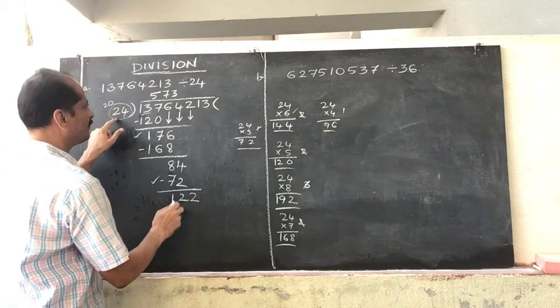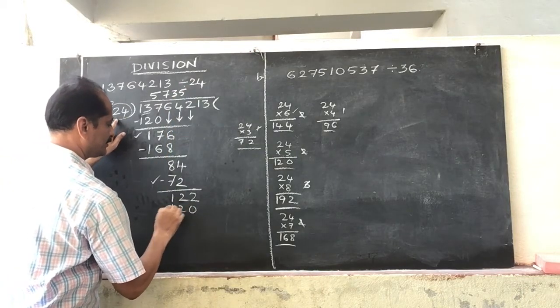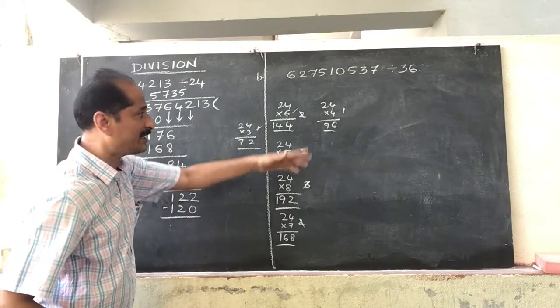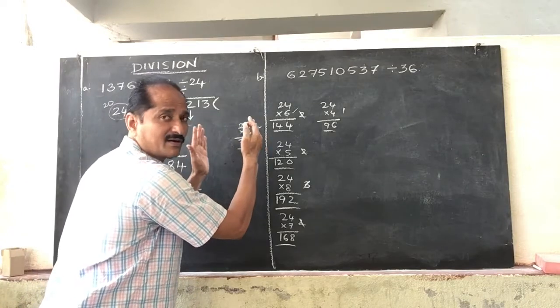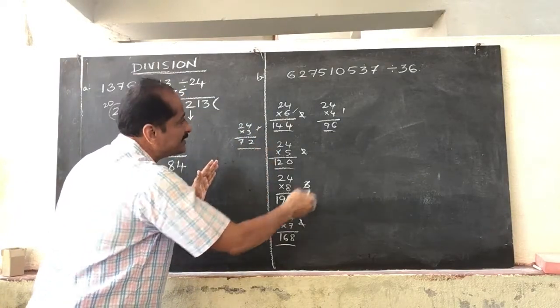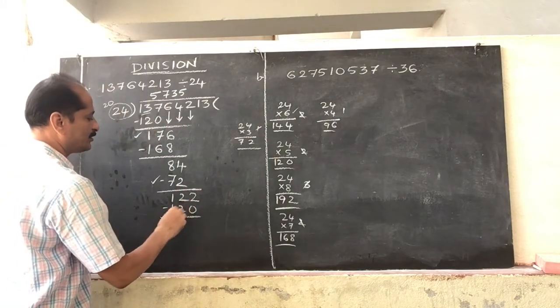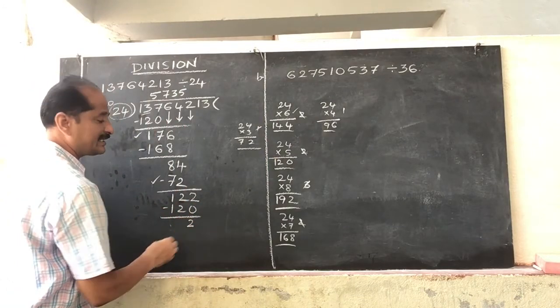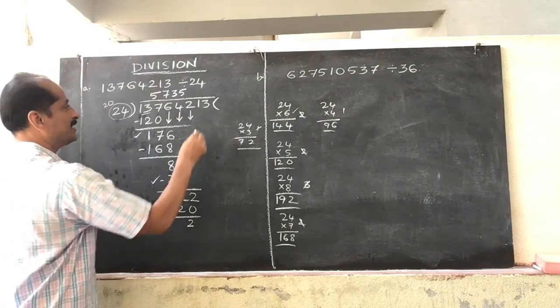So 24 5s are 120. So all these multiplications should be done only on the right side. You have to do this rough work all on the right side only. So easily you can recognize by checking how many times it goes. So 5 times. So 122 minus 122. 2 is less than 24. So this step also is correct. Next bring down the next digit.